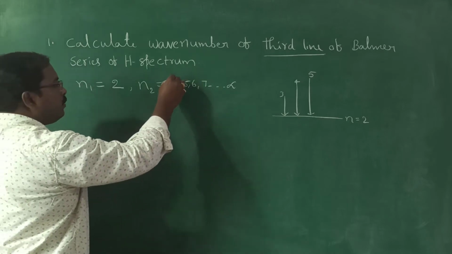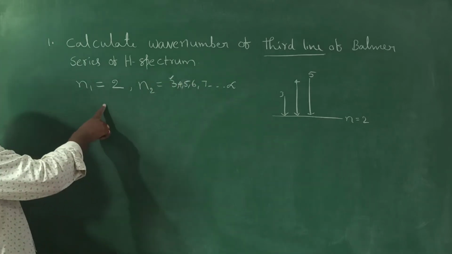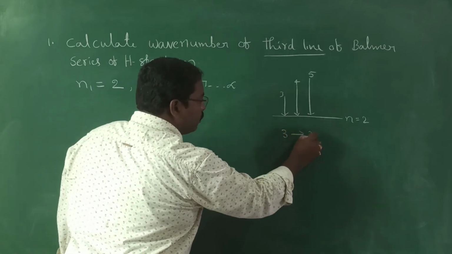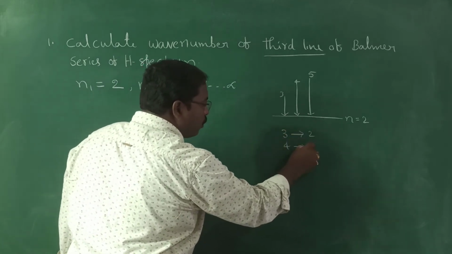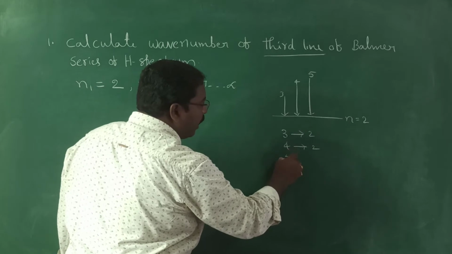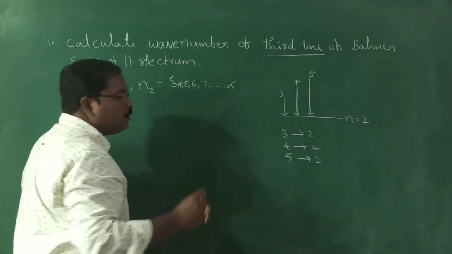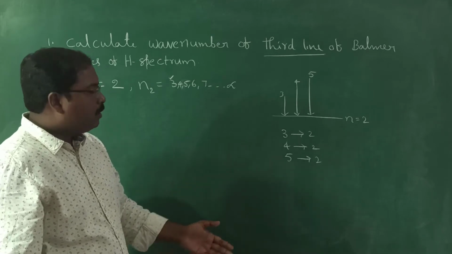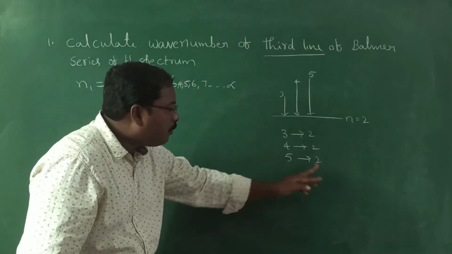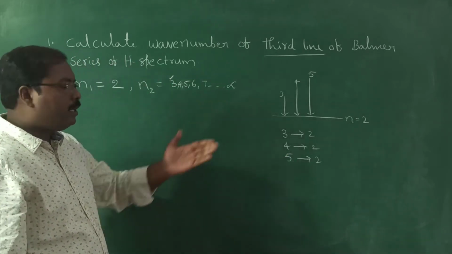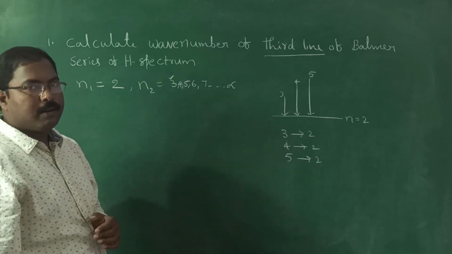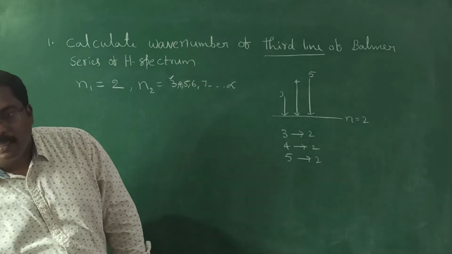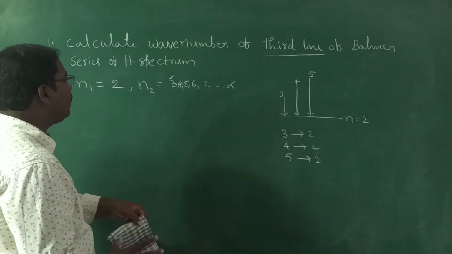So first line means what? 3 to 2. Got it? First line means 3 to 2. Second line 4 to 2. Third line 5 to 2. Next 6 to 2, 7 to 2. Like that we have to write, then we have to check the line. Okay? Now, in this question, they have given the third line. So what is the third line?